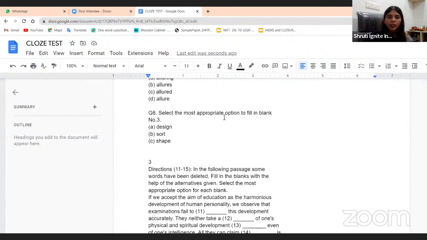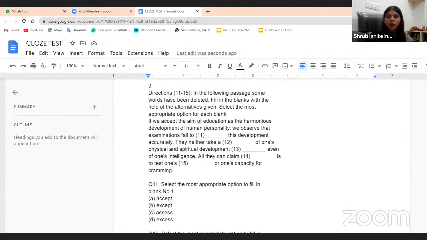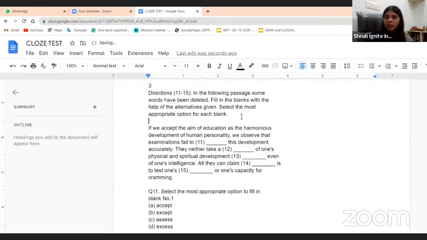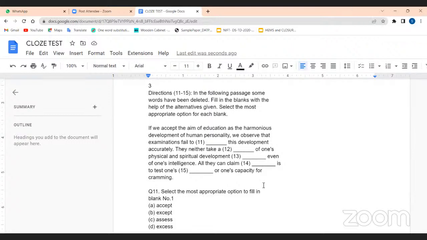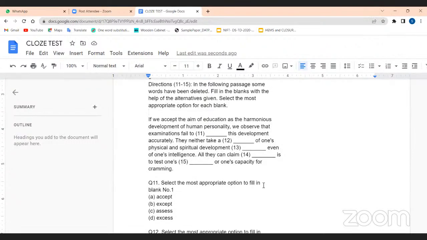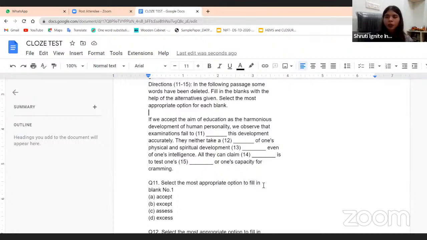Now let's try the next passage. I hope you're finding no issues solving these. These are easy enough, right? Any difficulties so far? No, ma'am. All right. So this is how the closed test is going to be. Some of you were asking earlier about this.